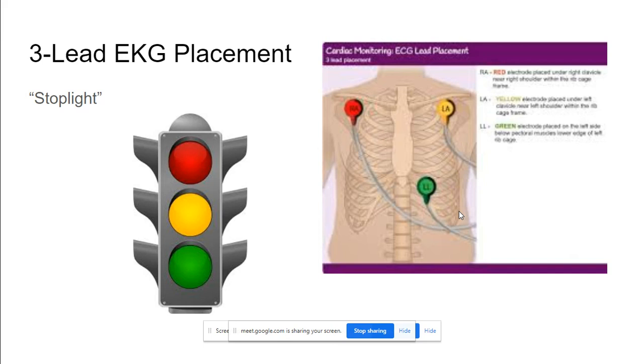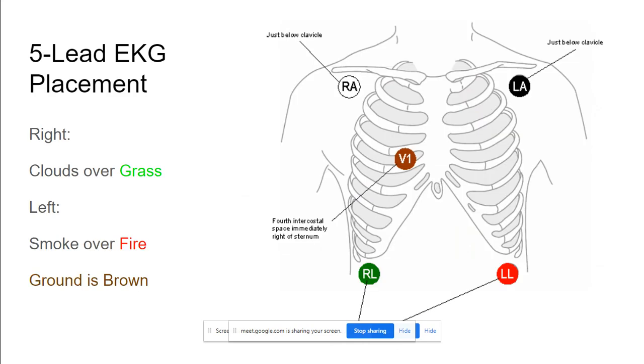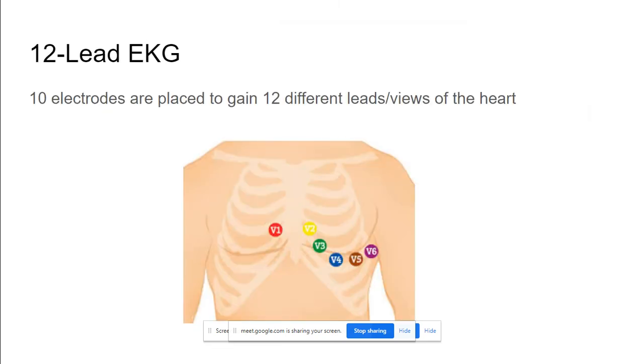All right, these are slides that you can probably just read to yourself, but basically I was showing you the three lead EKG placement in the stoplight formation. So you want to remember that. The 5 lead EKG placement is what that little video was about. The 12 lead EKG results from 12 electrodes placed to gain 12 different views of the heart. That's the one you guys have been most familiar with in terms of stickers and lead placement, but you're going to want to remember where those go.